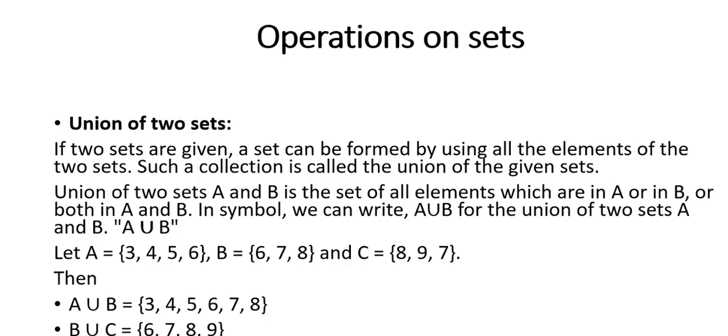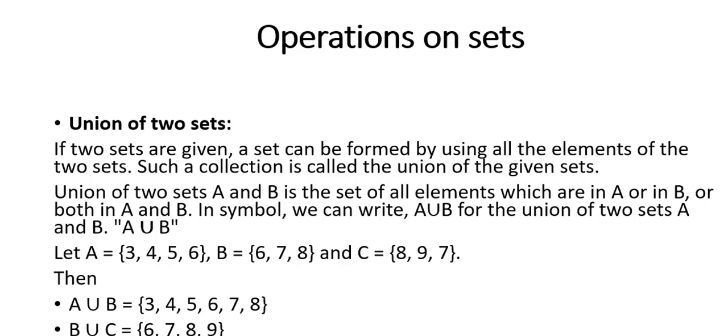Let's say someone asks you for A union C. Now there is a case here where no elements are repeating in these two sets: set A has elements 3, 4, 5 and 6, whereas set C has elements 8, 9 and 7, and they are not repeating at all. So we just combine them together and form one set. That is how the union operator works in sets. I hope it is clear.